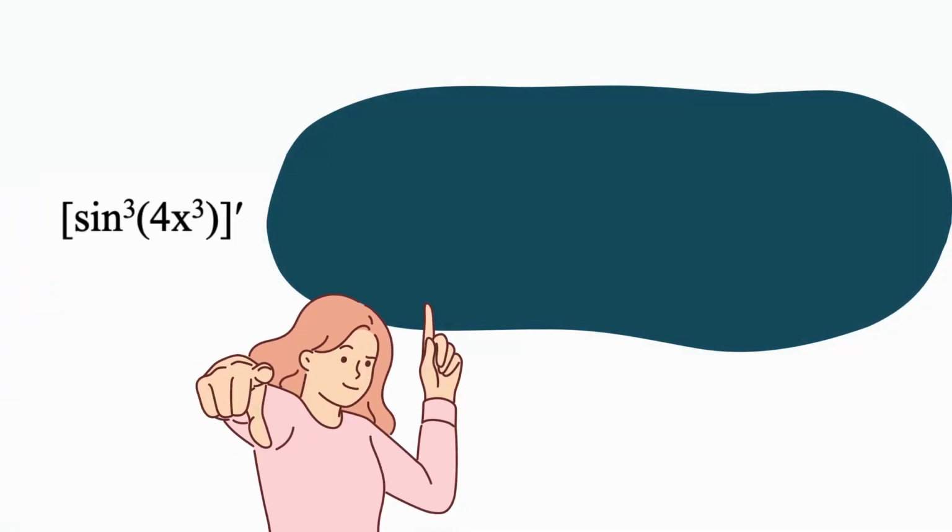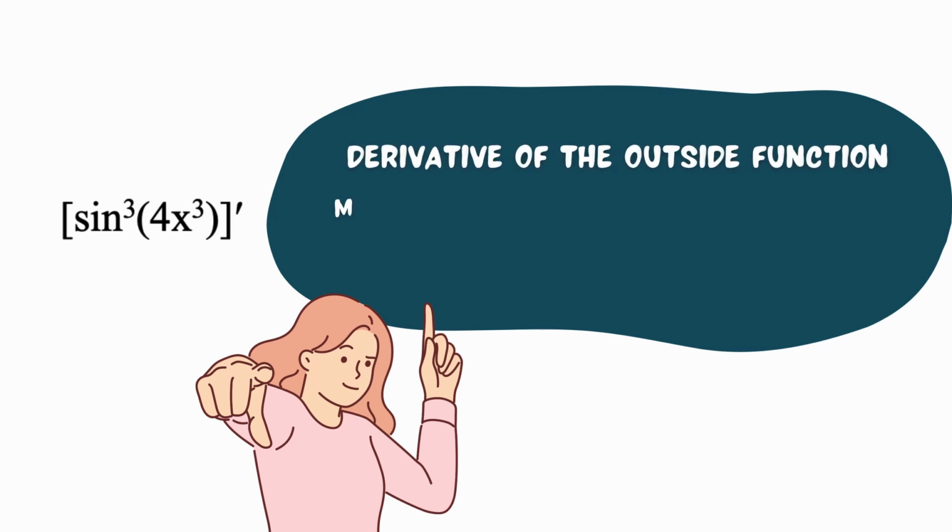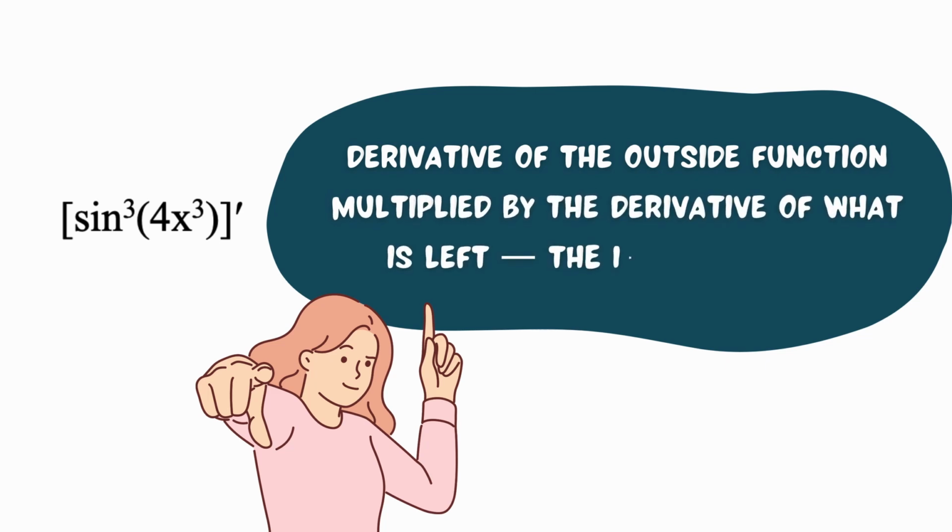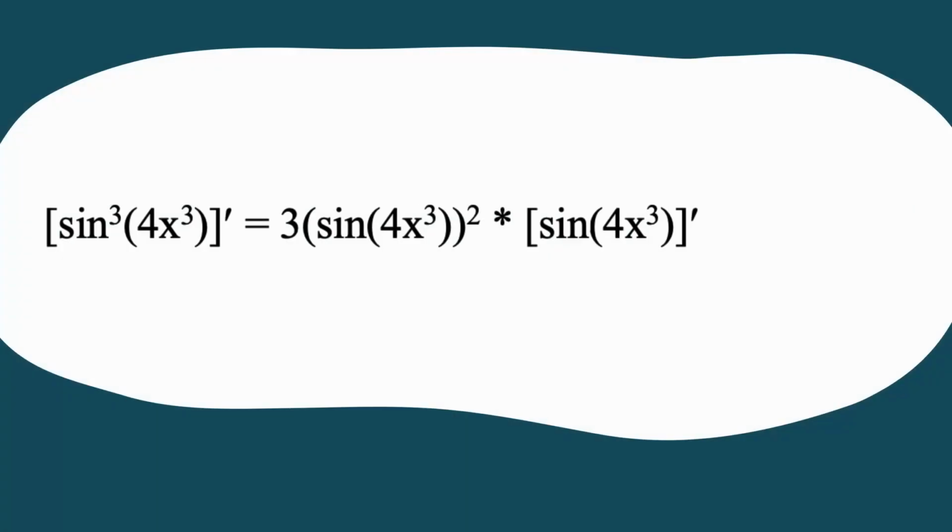However, it doesn't end there, because when applying the chain rule, your result is essentially the derivative of your outside function multiplied by the derivative of what is left, so basically your inside function. In this case, after dealing with the power function, we are left with sine of 4x to the third power. This is what we have to differentiate by breaking it up into 2 parts, same as we did before.